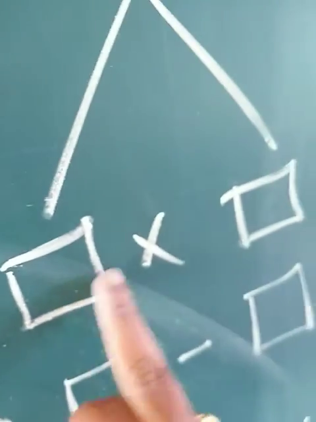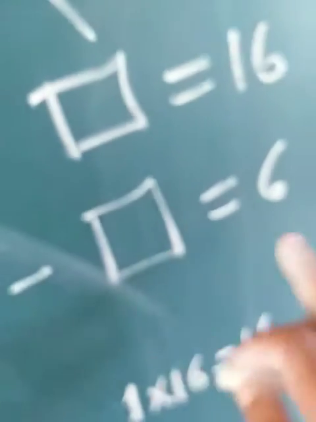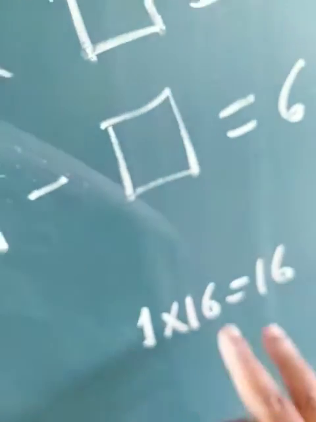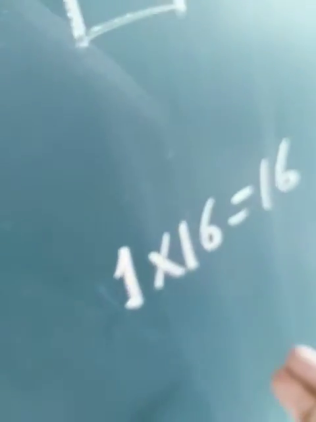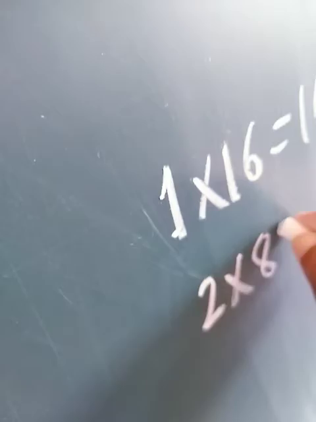So let's start with 1. 1 into 16 is what? 16. So if you put 1 and 16 here, you will get 16. But if you subtract 16 minus 1, then you will not get 6. So these are not the two numbers which satisfy the two conditions. Now let's move on to the next two factors. What is the next number which divides 16? It is 2, isn't it? So 2 into 8 is 16.